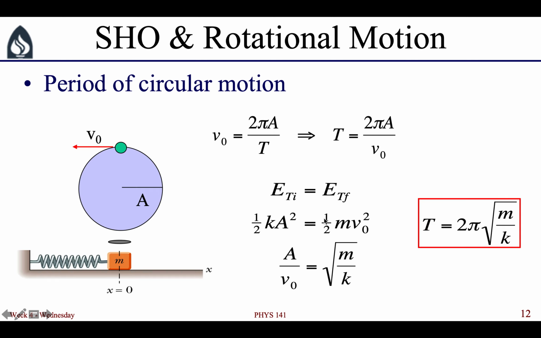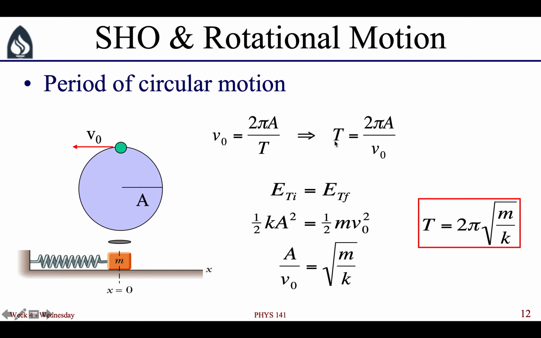So we can say that that's equal to 1/2 m v naught squared, where this is the speed of the dot around the circle. So if we rearrange this equation, we can rearrange it so that we have A squared divided by v naught squared, the 1/2 would cancel, and that would be equal to a ratio of m over k. Then we could take the square root of both sides and find that A over v naught is equal to the square root of m over k.